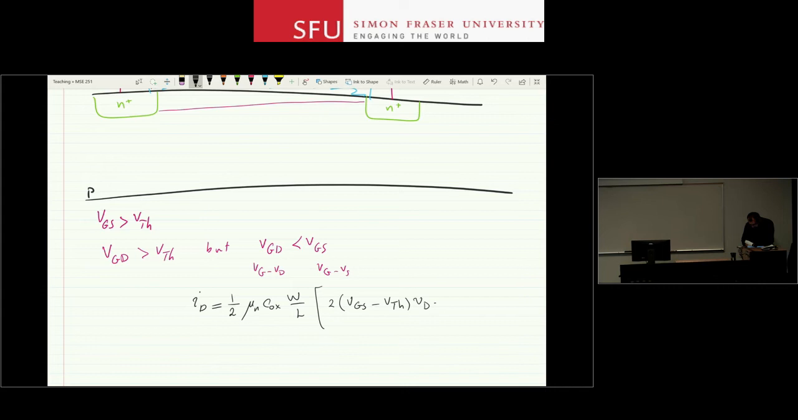So initially it was VDS times this. Now you have a nonlinear term added to the equation. What does that mean?